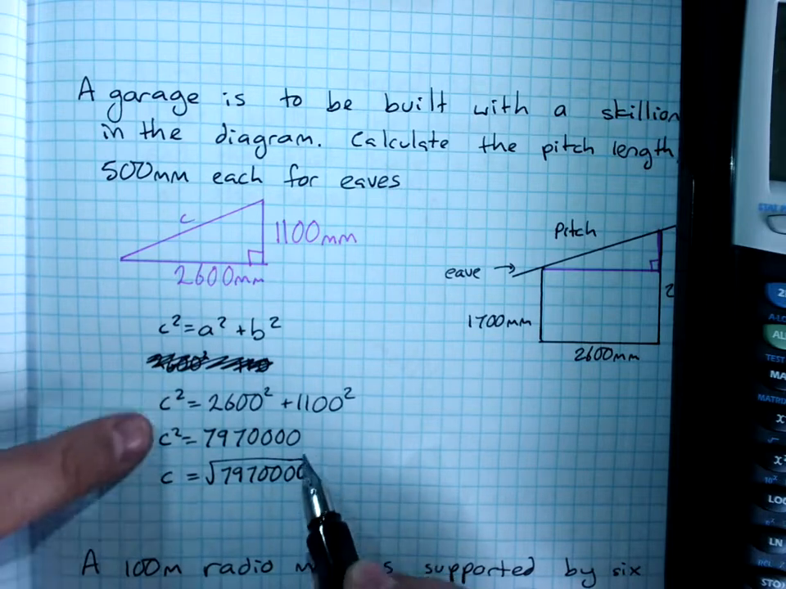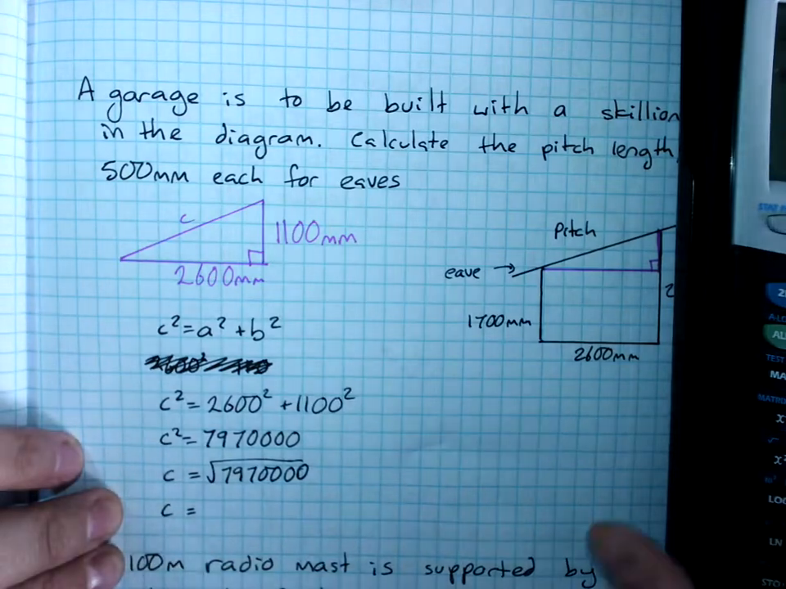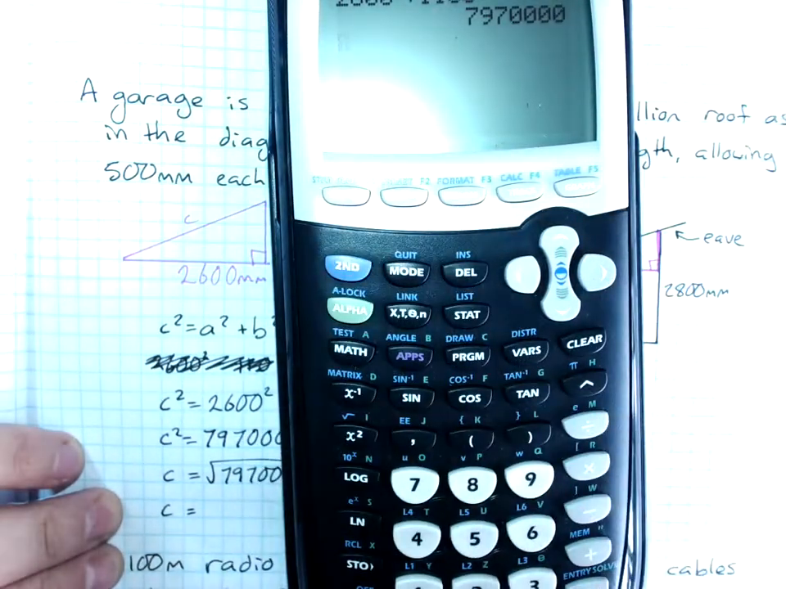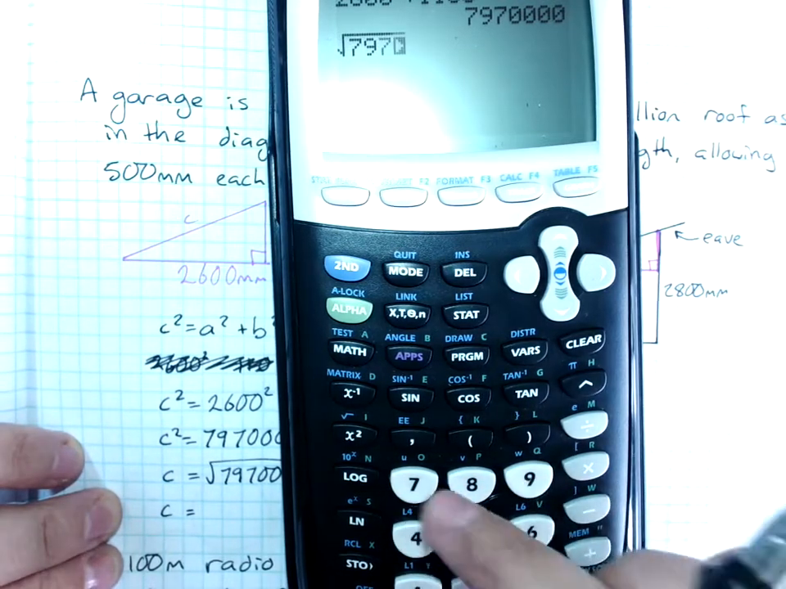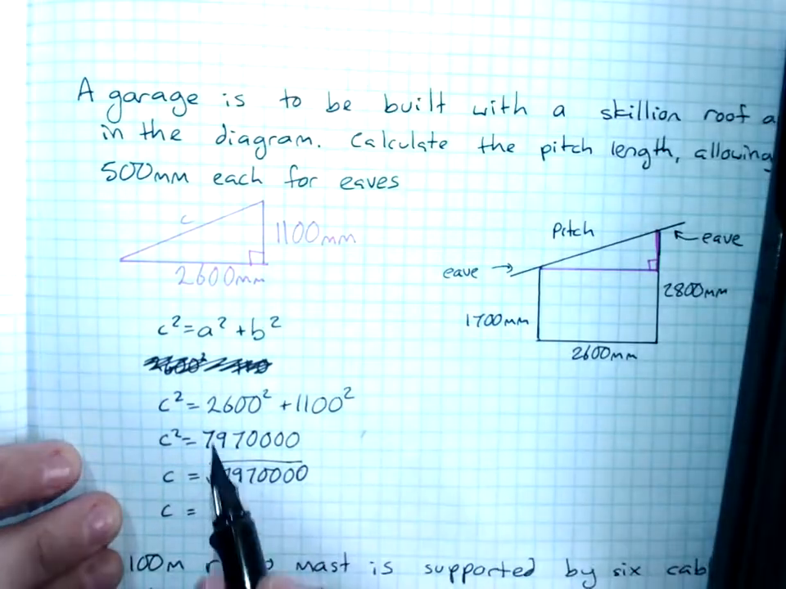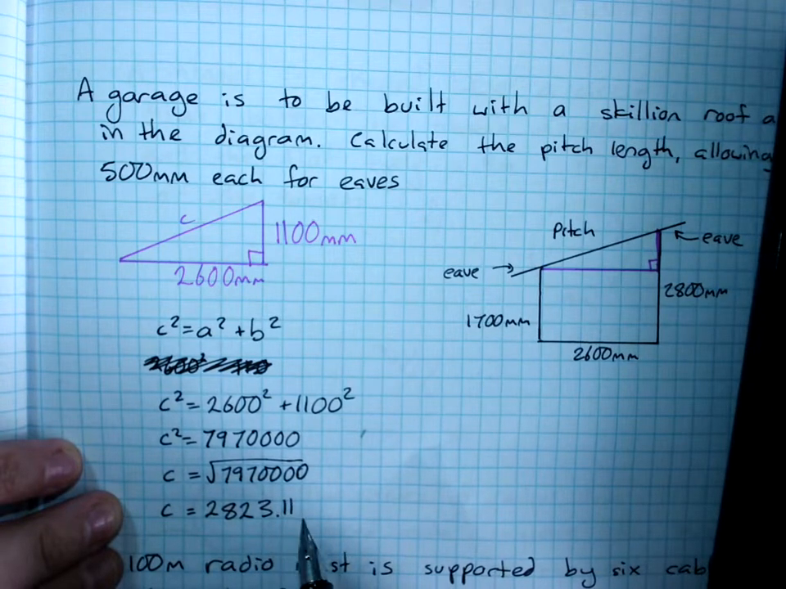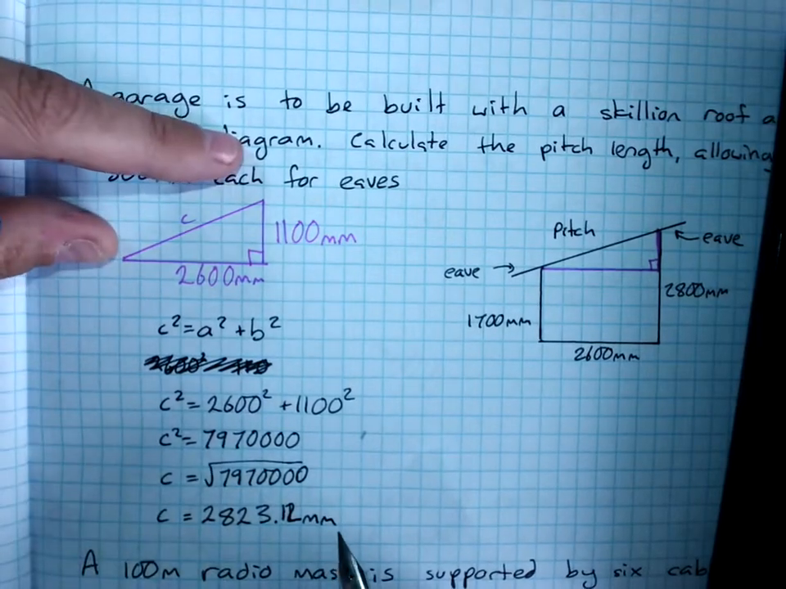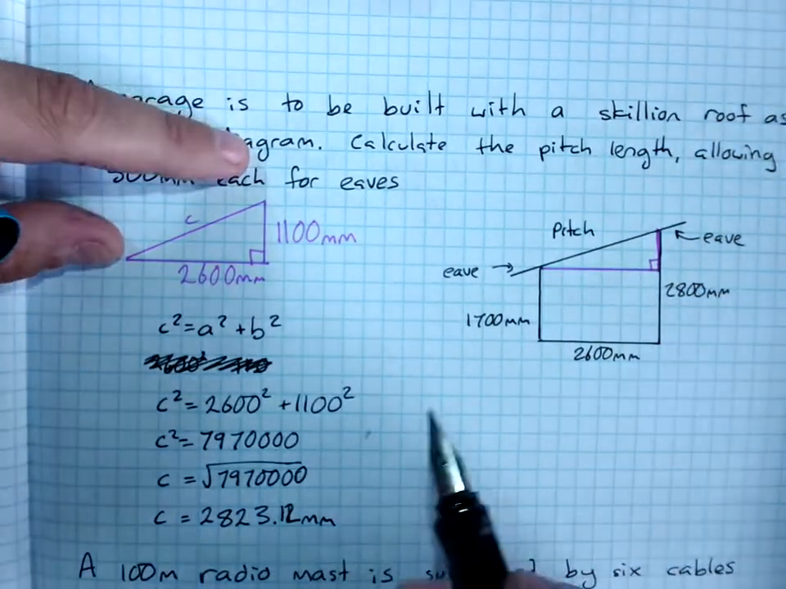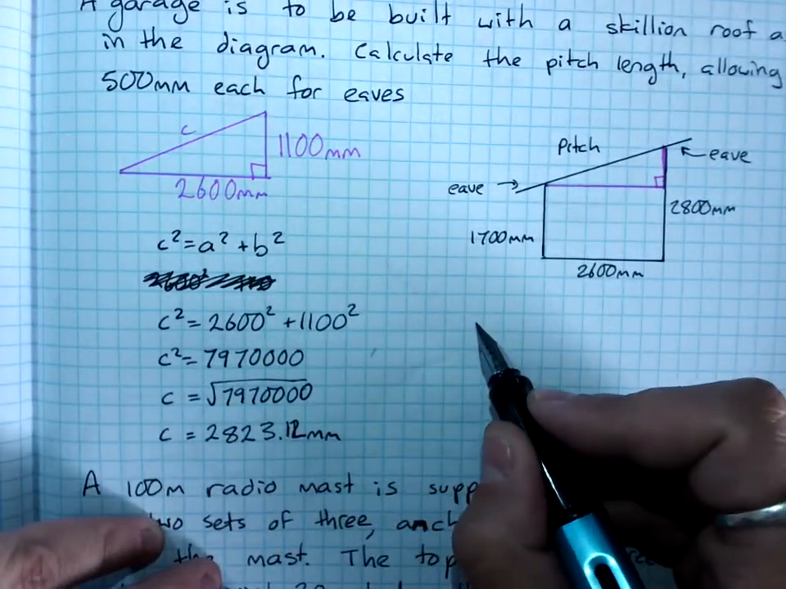You are okay to leave out one of these lines, but not both. Find the square root. I've totally forgotten where it is on this calculator. Now C is 2,823.1112 millimeters. That is C. It is not the answer. The pitch needs an extra 1,000 millimeters, and you need to show that working.